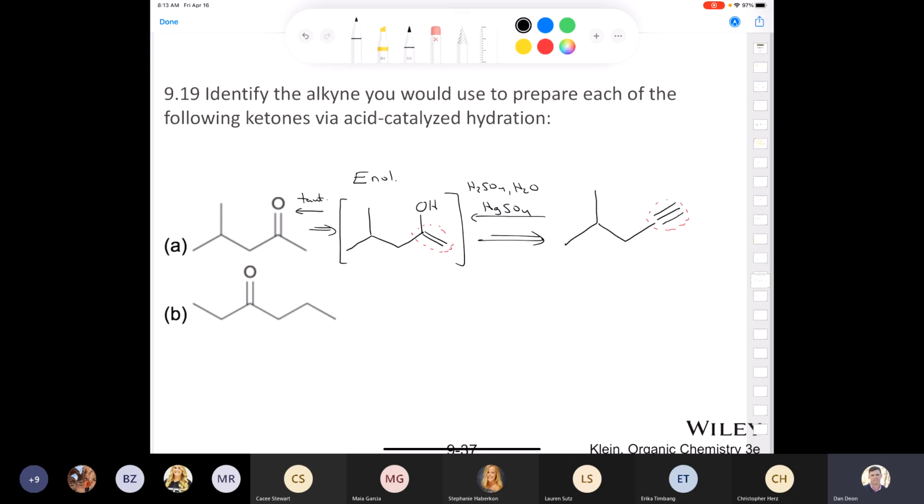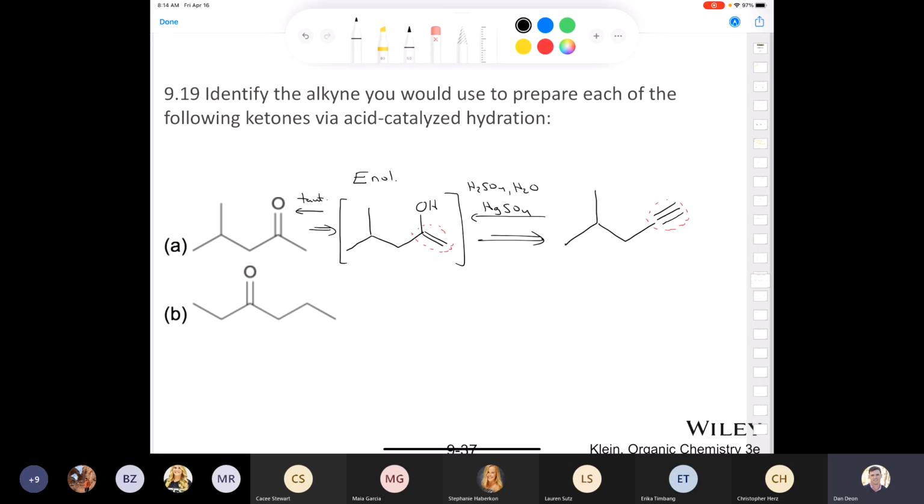So again, we're just doing what's called retrosynthesis. We're thinking backwards. All right, let's try the next one. We have another ketone here. So this is 1, 2, 3, 4, 5, 6. So this would be 3-hexanone. That's neither here nor there. We're going to talk about ketone nomenclature in chemistry 3111.